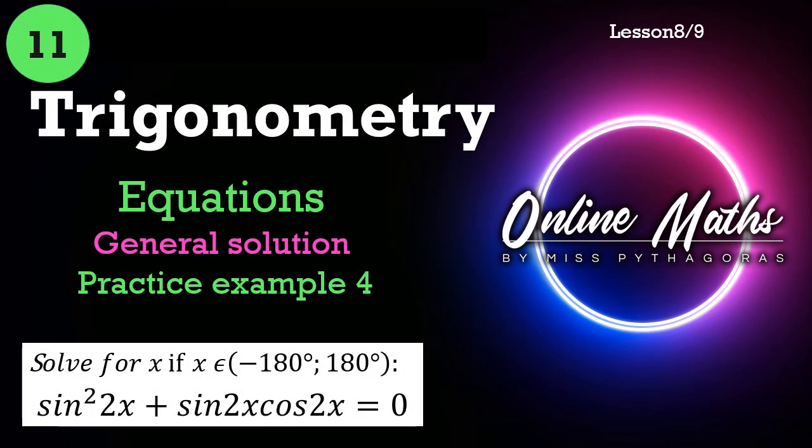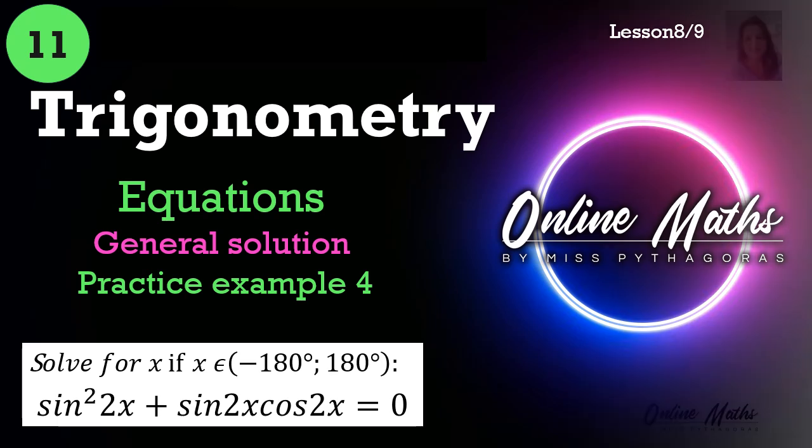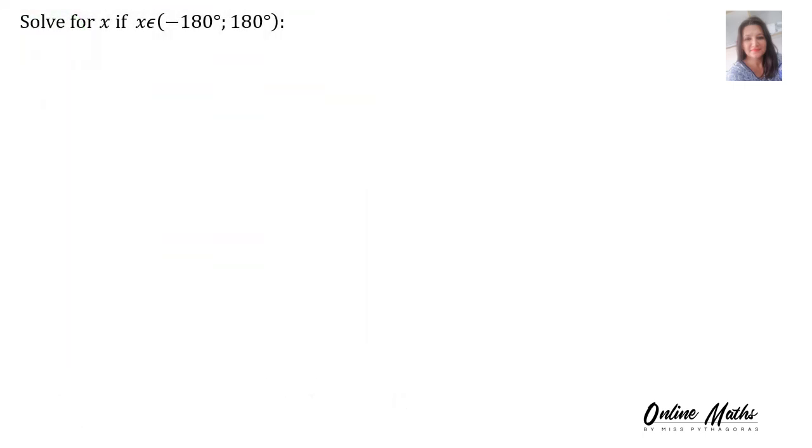Hello everybody, in this lesson I will discuss another practice example on trig equations general solution. Solve for x if x is an element of minus 180 up to 180. Now this question is not asking for the general solution, it's asking for a specific solution inside the interval. But we need to find the general solution first, and then from there we will substitute k values 1, 0, etc. to find the specific solution.